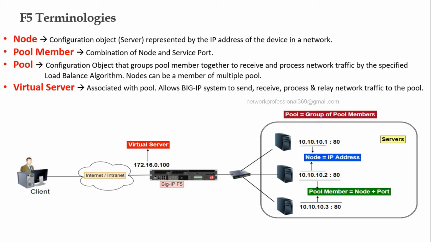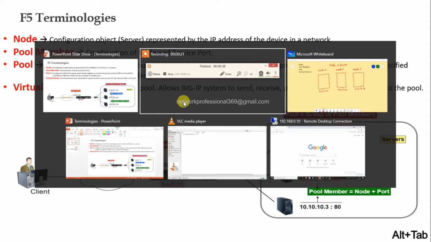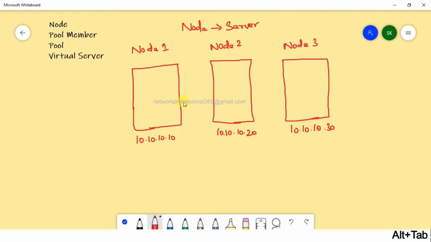So a node, by definition, is a configuration object represented by the IP address in the network. In simple terms, a node is a server which has a unique IP address to access in the network. Also, a node is an actual machine, a server machine where the application is running.